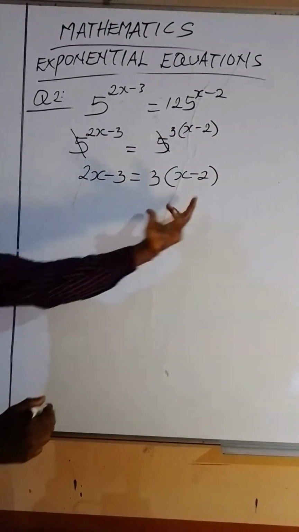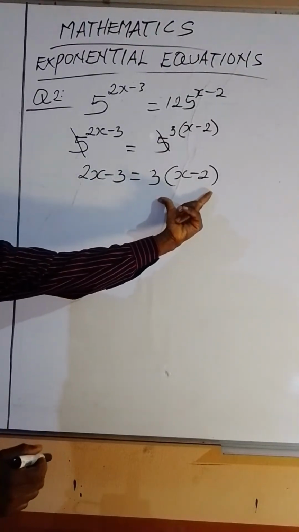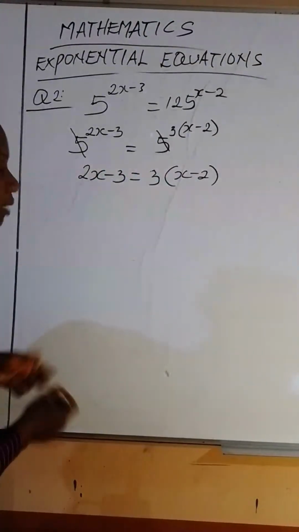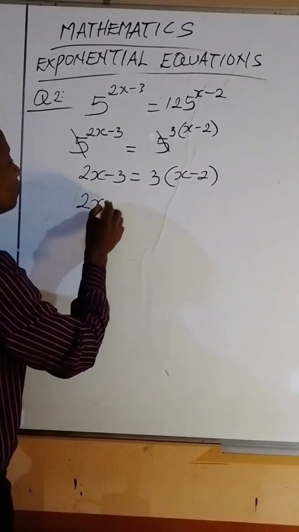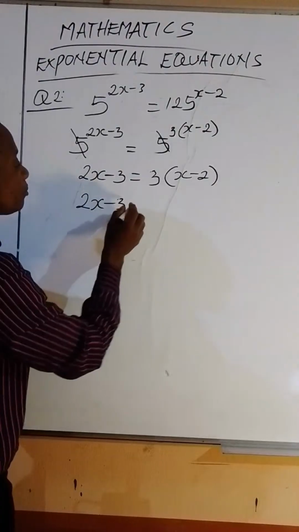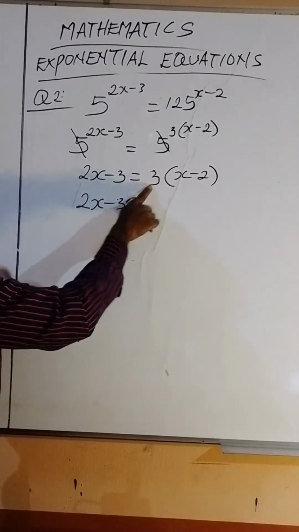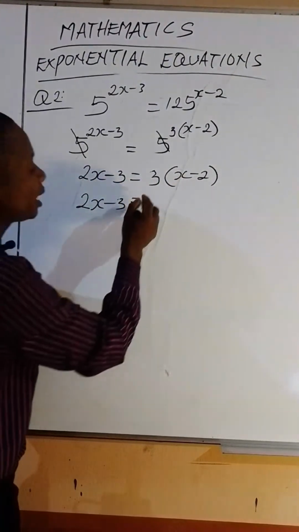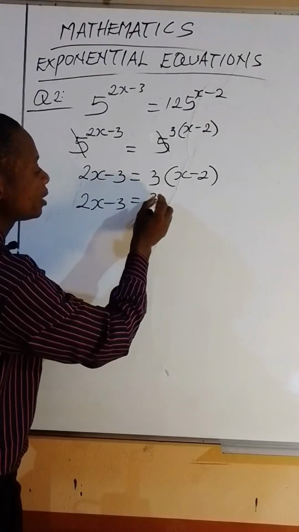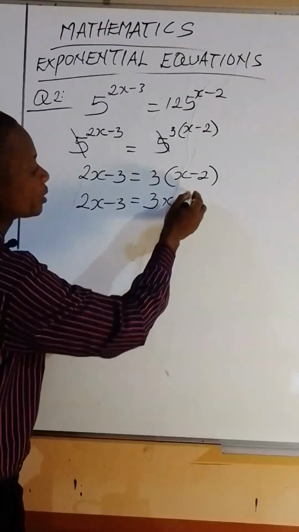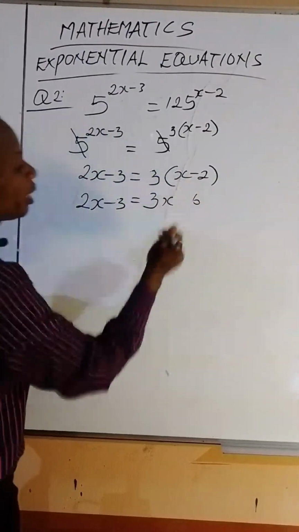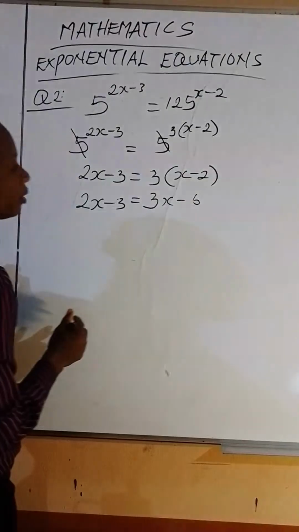Okay, so we are going to eliminate this bracket. We are going to remove this bracket or clear the brackets. So let's rewrite it. We are going to have 2x minus 3 equals 3 times x is 3x. So we are going to write 3x here. Then 3 times 2 is 6. And we have minus here. So we are going to bring in minus here.